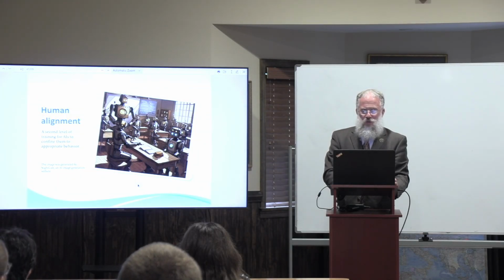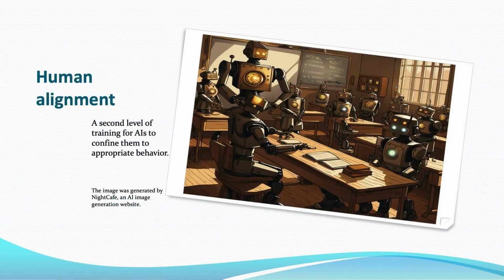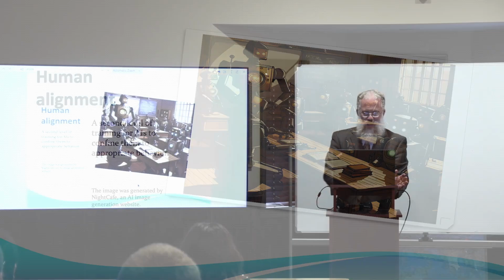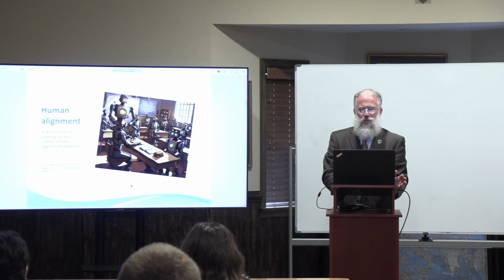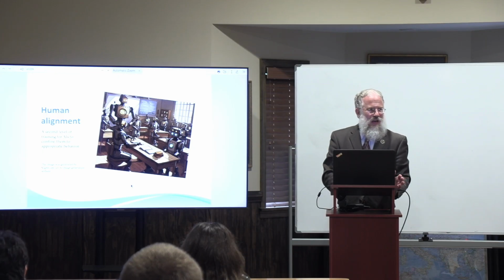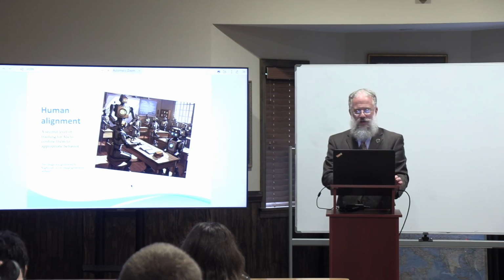So we come to human alignment policies, which is the second level of training that all these things have had in order to confine them to appropriate behavior. If you haven't played with image-generating AI, this is art made by NightCafe. I had it make me a picture of a robot teaching other robots how to behave in school. So this is an AI-generated image.